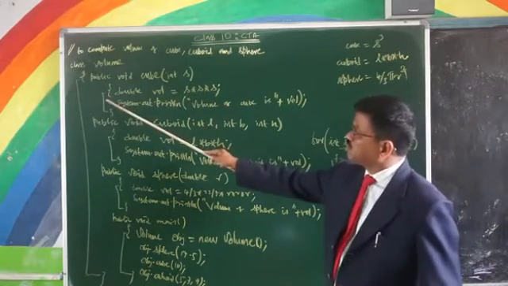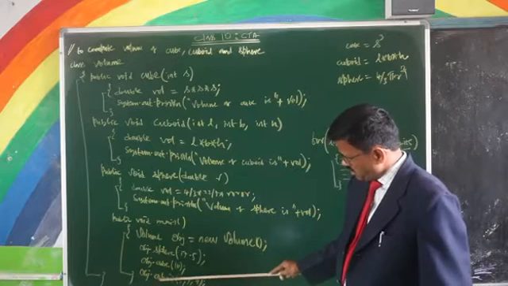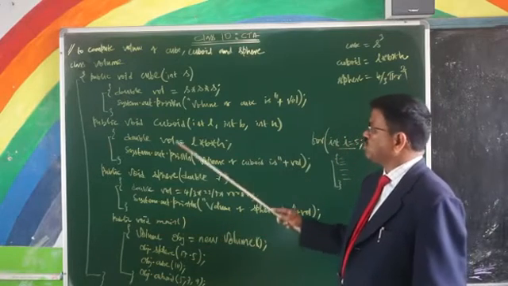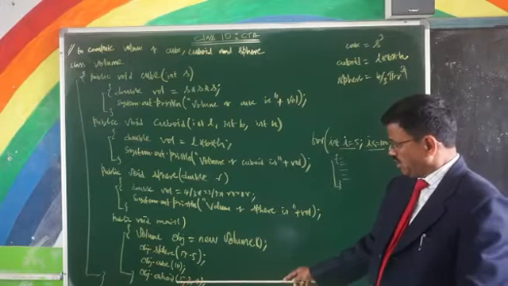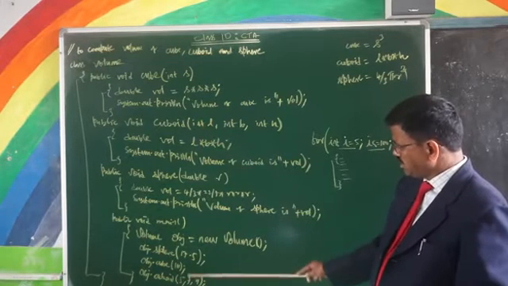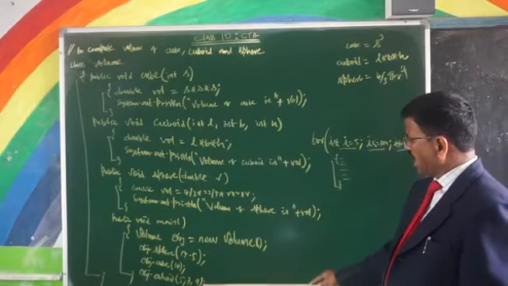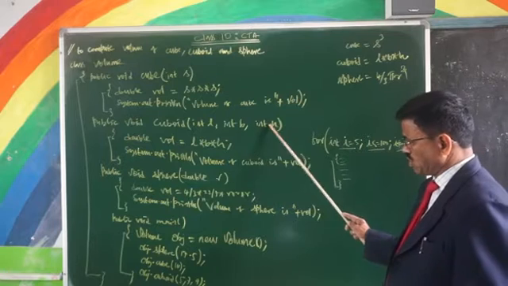Once volume of a cube is over, it will fall back here. Again it goes to cuboid, where the cuboid is here. When it goes, 5 will be stored in L, 7 will be stored in B, and 9 gets stored in H.